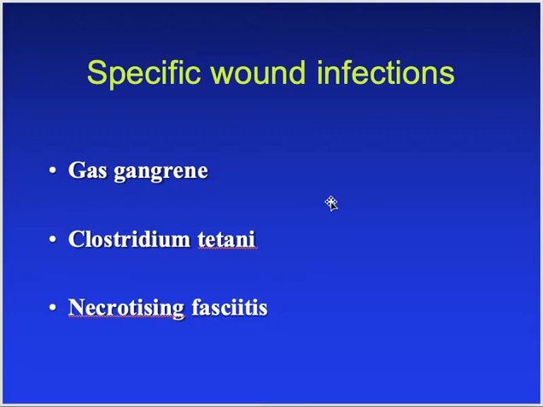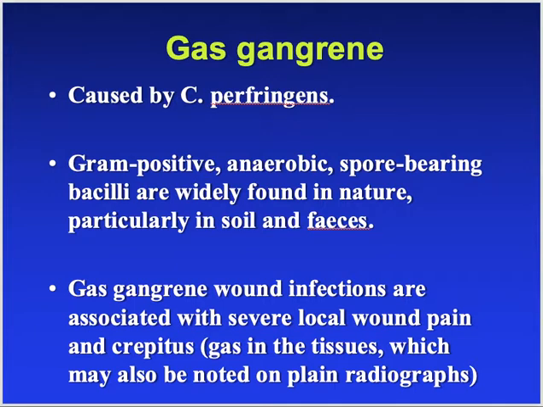Other than abscesses, there are some specific wound infections. In specific wound infection, you can see three names over here. One is gas gangrene, one is tetani or Clostridium tetani, and one is necrotizing fasciitis. So we are going to discuss them one by one. The first one is gas gangrene. Gas gangrene is caused by Clostridium perfringens.